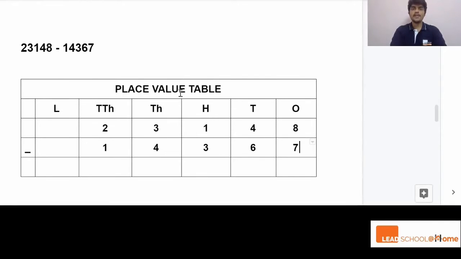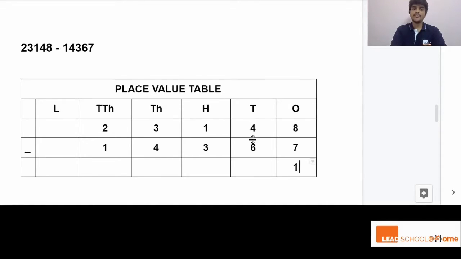Alright, so now we have filled both the numbers. 23,148 will come at the top, 14,367 will come at the bottom. Now we start subtracting from the ones place again. In the ones place we have 8 minus 7. 8 minus 7 is 1. So we write 1.